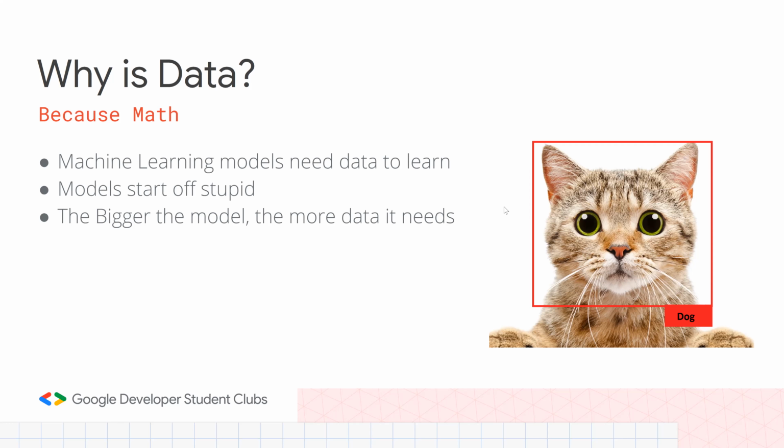The bigger the model, the more data I need. So the more advanced you go into what you want to find, and the scale at which you want to find it, the more data you need to give to the model so it can accurately perform the classification or the regression or whatever you want it to do.